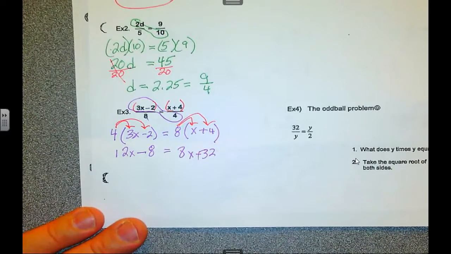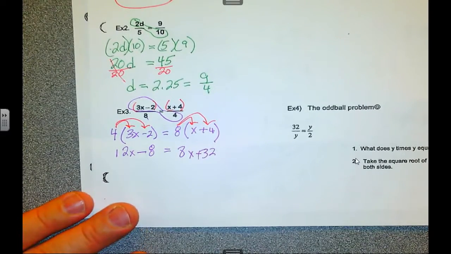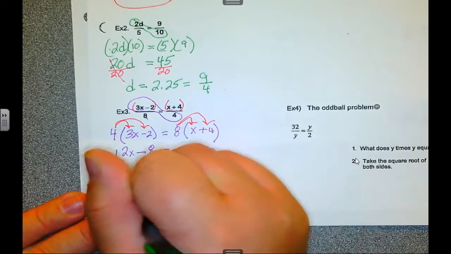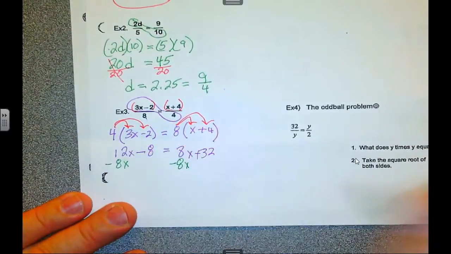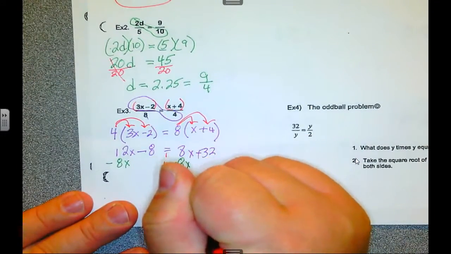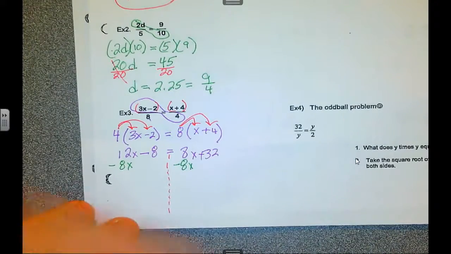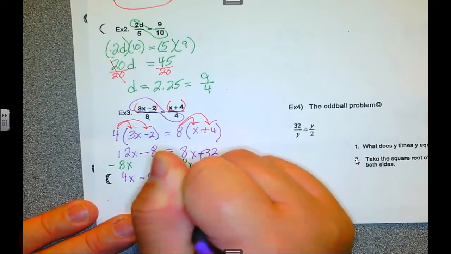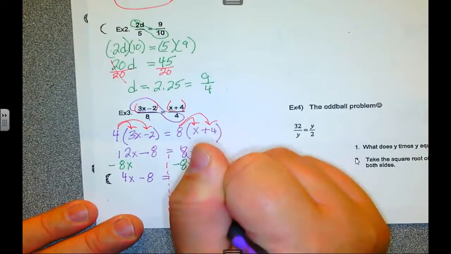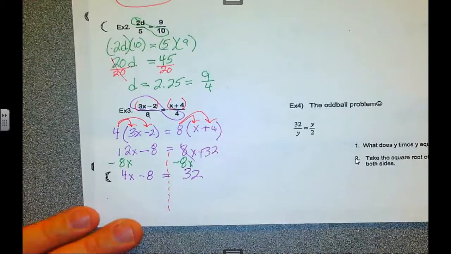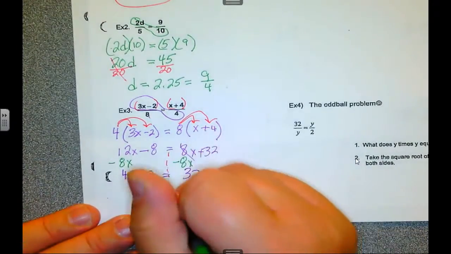Okay, let's get our x's on one side and numbers on the other. Subtract 8x, subtract 8x. Please keep your sides separate. I get 4x minus 8 equals 32. And then we're going to add 8 to both sides.